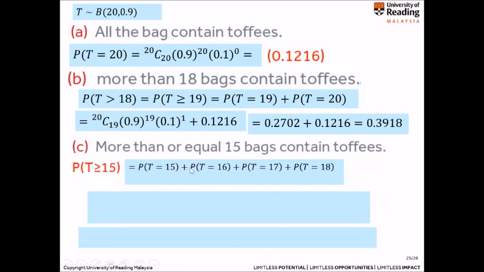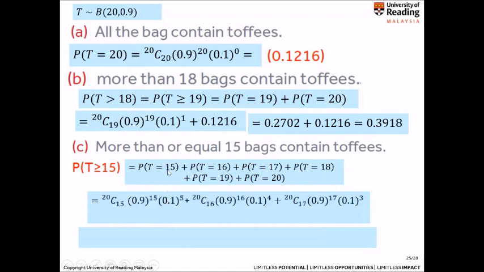So we have T equal to 15, 16, 17, 18, 19, and 20. So for 19 and 20, we already get the answer from part B. So what we need to do is calculate the answer for R equal to 15, 16, 17, and 18. So you are going to get 0.3918 for 19 and 20. You may pause the video. Of course, if you find that this is too long, please go to the table.